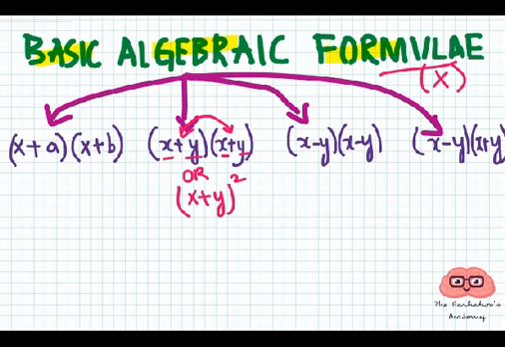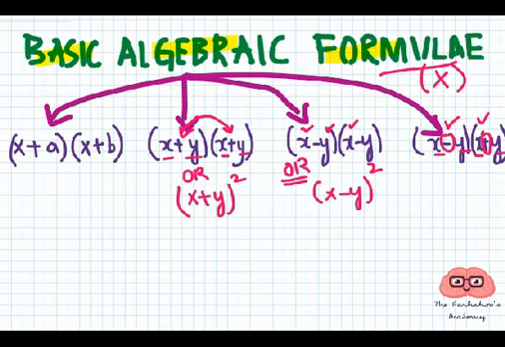The third scenario is when you have the first term and second term in both the brackets the same and there is minus in both the expressions. You can rewrite it as x minus y whole squared. The fourth scenario is when the first term and second term in both the brackets are the same and we have the opposite sign in the expressions, minus and plus.